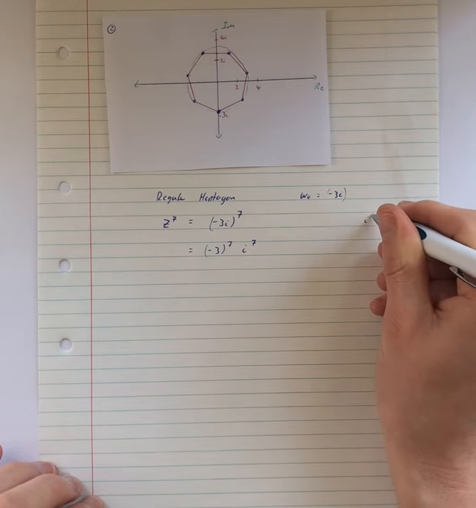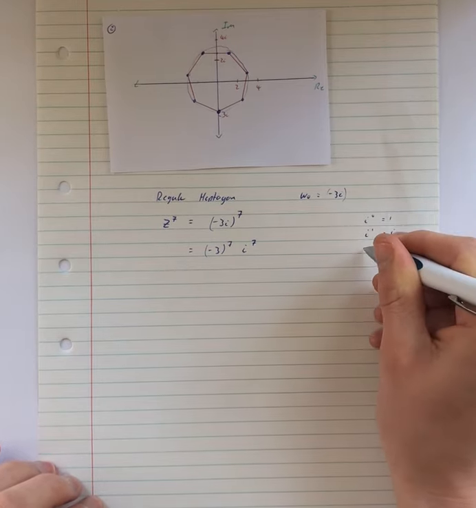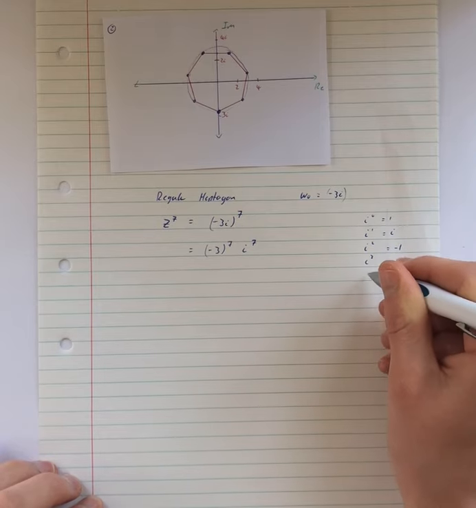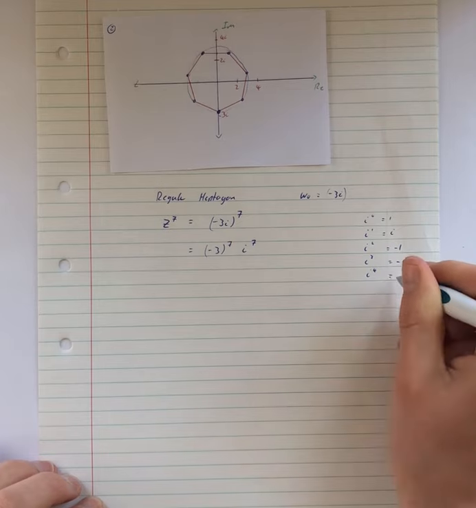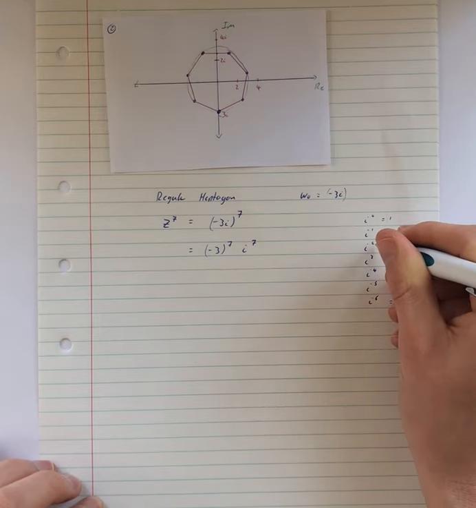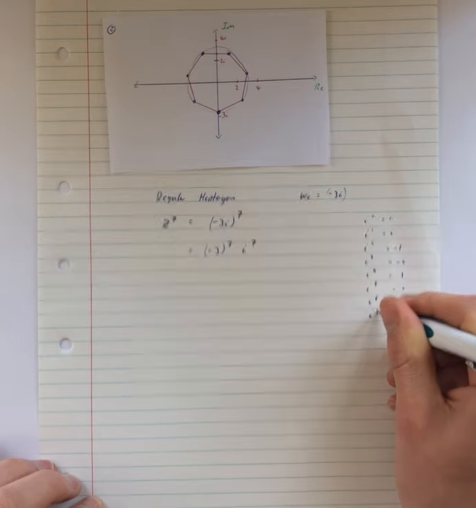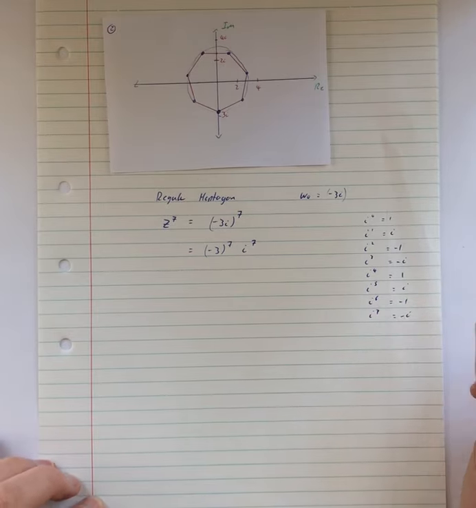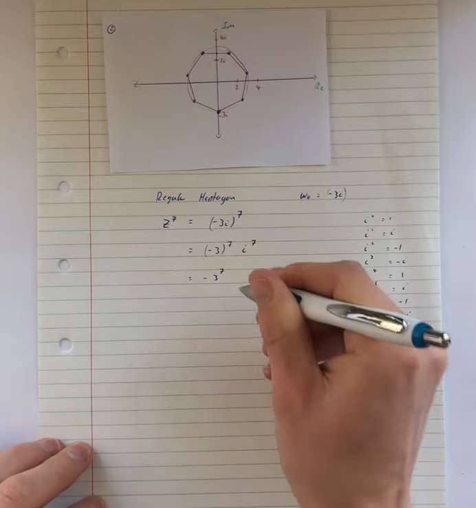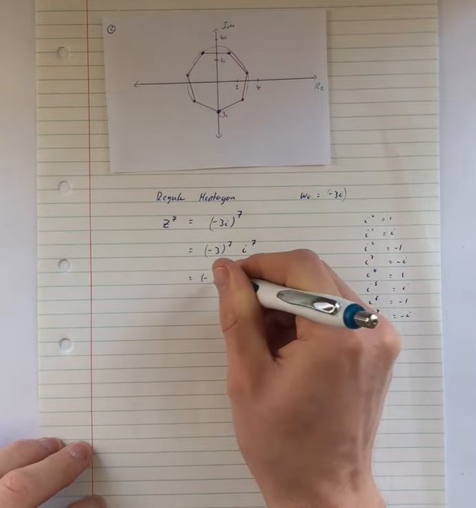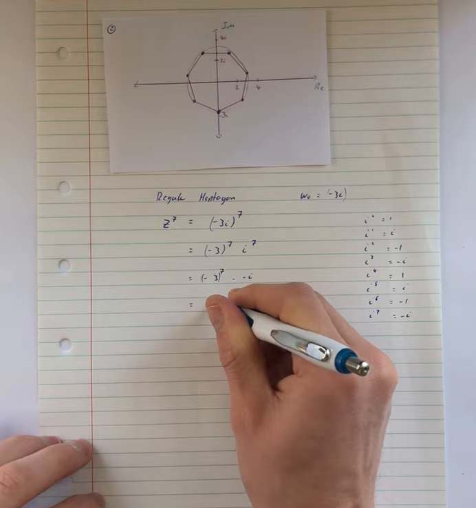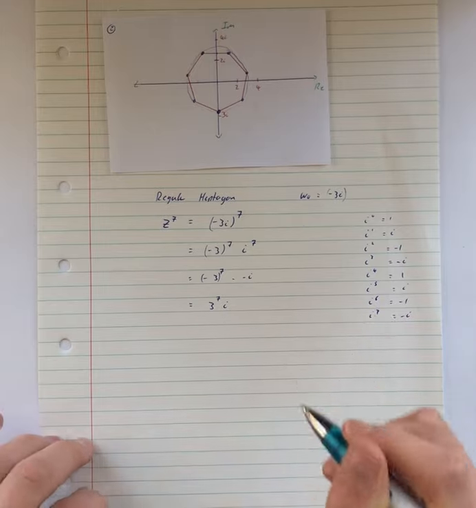What is i to the 7? Well, i to the 0 is 1, i to the 1 is i, i squared is negative 1, i cubed is negative i, i to the 4 is just going to be 1, i to the 5, and you can see that now we're repeating. i to the 6 is the same as 2, so negative 1, and i to the 7 would be the same as 3, so negative i. So this is just going to be negative 3 raised to the power of 7 times negative i. And this comes out to being 3 to the 7 times i.